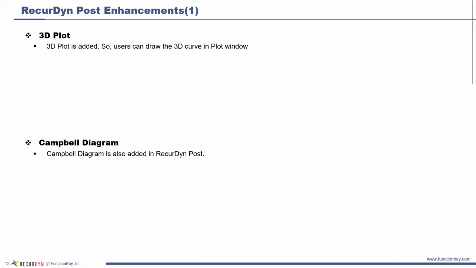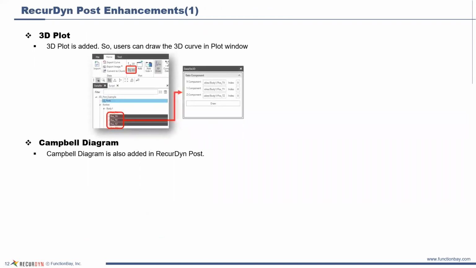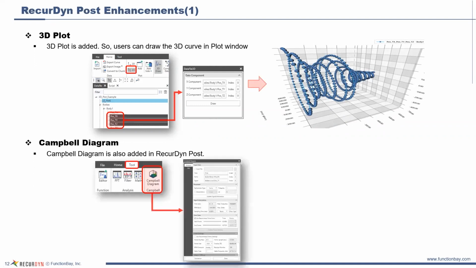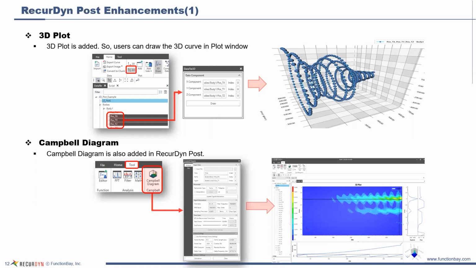There are also some enhancements to RecurDyn Post. One is that a 3D plot has now been added. This is what the dialog boxes look like. You can define the X, Y, and Z components of your curve. And then the plot will look like this. Also, the Campbell diagram is now added to RecurDyn Post.